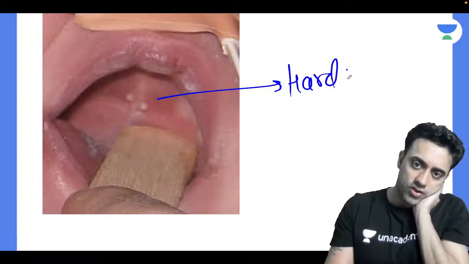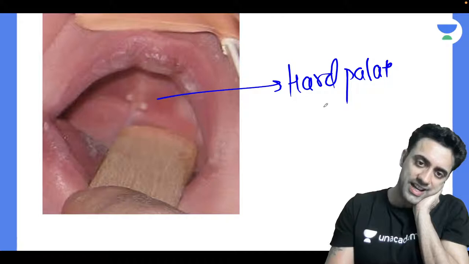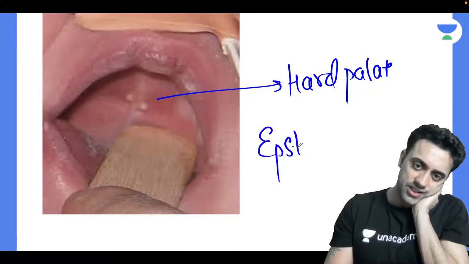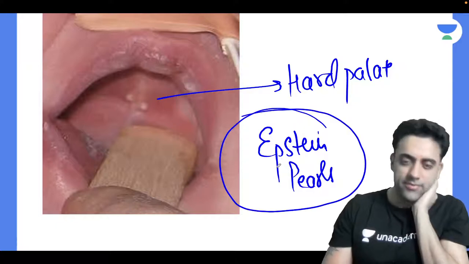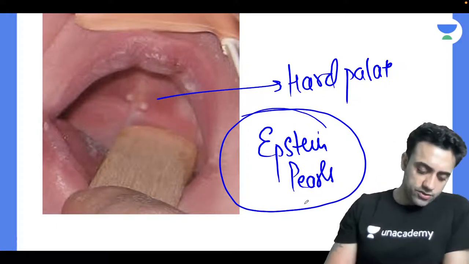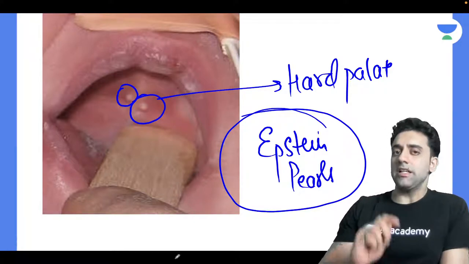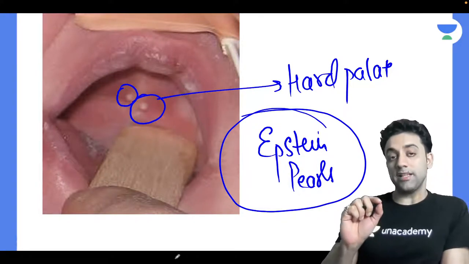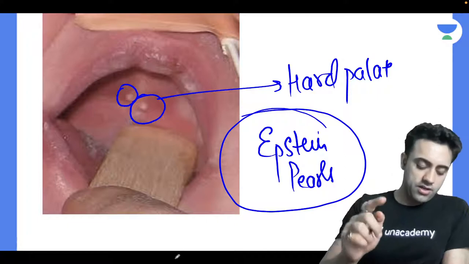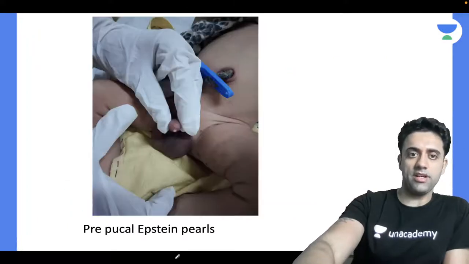On the hard palate, what is this? This is nothing but Epstein pearls, P-E-A-R-L. So Epstein pearls, exactly. It's on the hard palate. These round things are nothing but Epstein pearls. They can be over the prepuce, at the penis also. Epstein pearls. Okay, next question.